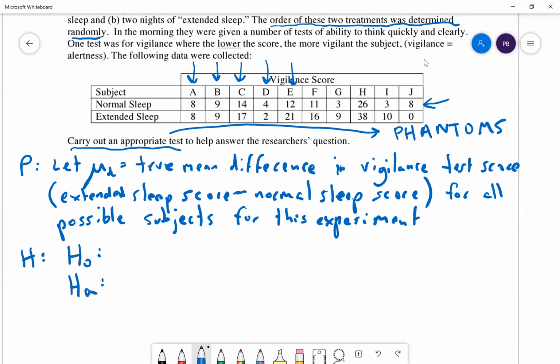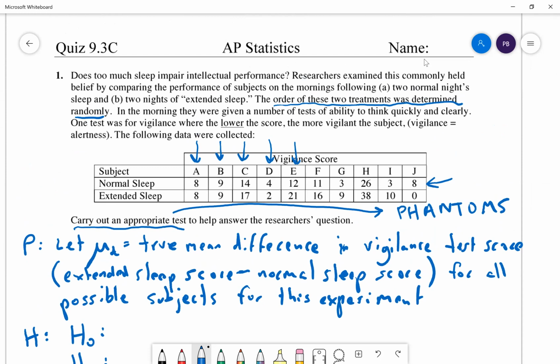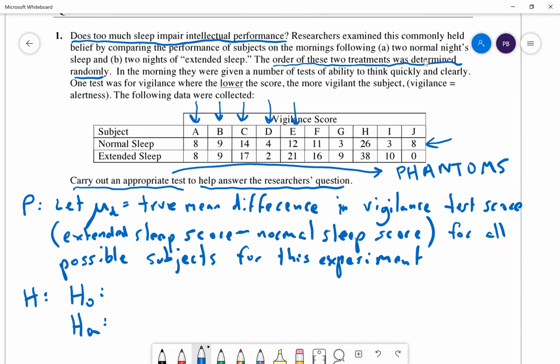And I like to start out with the alternative hypothesis, defining that first. A lot of times that's easier. Here, we're looking for a test, right? We're doing a test to help answer the researcher's question. And the researcher's question is, does too much sleep impair intellectual performance? And it says here with this test, the lower the score, the more vigilant the subject, right?